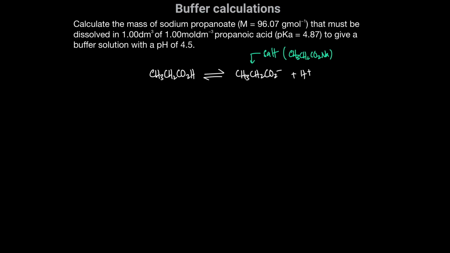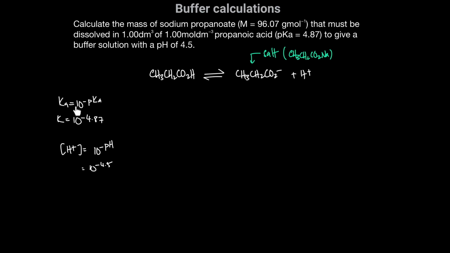What we do know is the pKa. They've given that to us, right? The Ka is obviously just 10 to the power of negative pKa. So we know that the Ka over here is 10 to the power of negative 4.87, right? And we also know over here what the pH is, so we can calculate the concentration of H plus ions. Concentration of H plus ions is simply 10 to the power of negative pH, that is 10 to the power of negative 4.5, right?